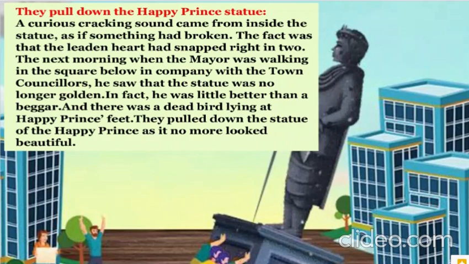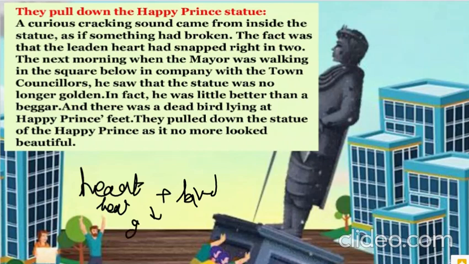The next morning, the mayor was walking into the square, correct? And he saw that the statue was no longer golden, nothing, it looked so dull. So they broke the statue and threw it away. They burnt it actually. And the heart, it was made of lead, so it couldn't be burned in the furnace. So the heart and the dead bird were both thrown in the garbage nearby.